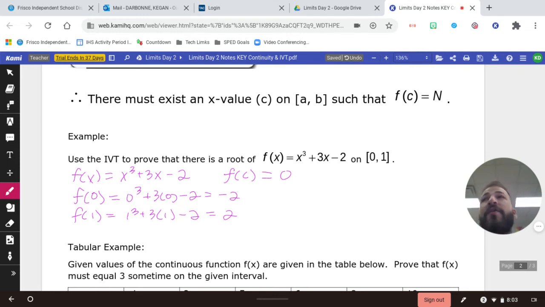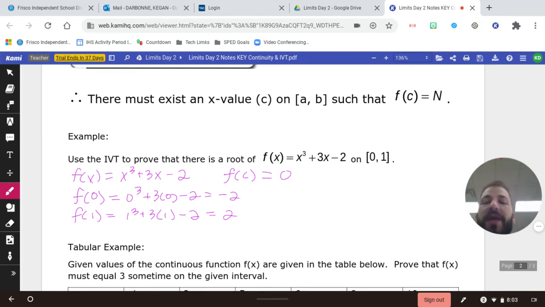So we had to go from negative 2 to 2. Our function's continuous. It can't break. It can't do any weird jumping. We have to go from negative 2 to 2. So at some point, my function's going to have to cross through 0 to get from negative 2 to positive 2. So I already have all the math I need.